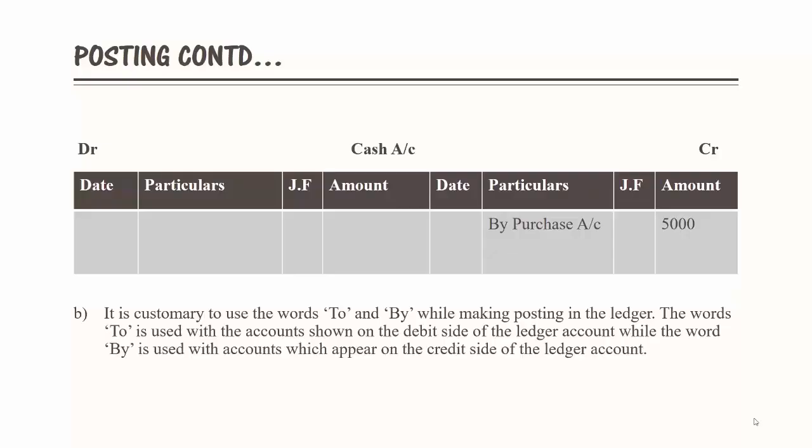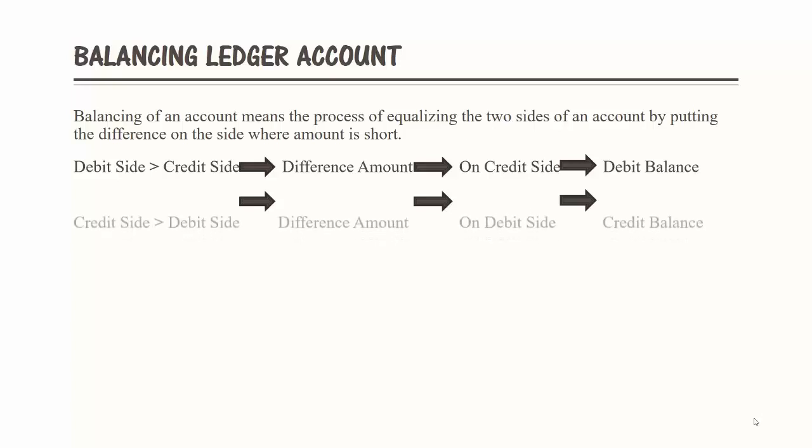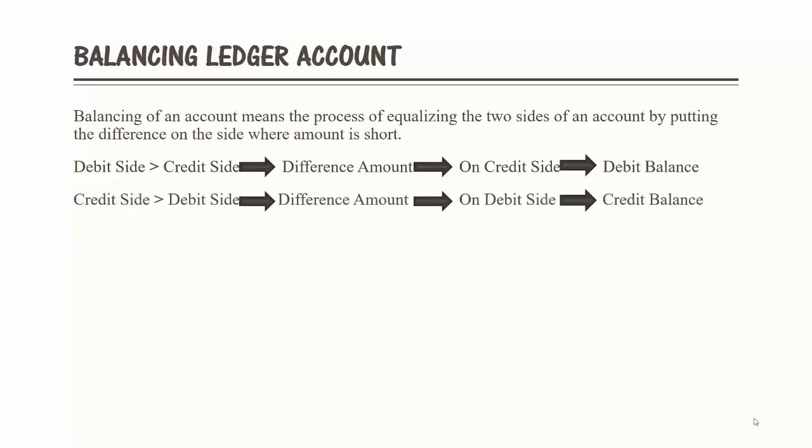Now let's move on to our last concept for today, which is balancing ledger account. Balancing of an account means the process of equalizing the two sides of an account by putting the difference on the side where the amount is short. For this purpose, you have to make the total of both the sides and check. If the debit side is greater than the credit side, then the difference amount has to be written on the credit side and the balance will be known as a debit balance. And if the credit side is greater than the debit side, then the difference amount will be written on the debit side column and it will be known as a credit balance.